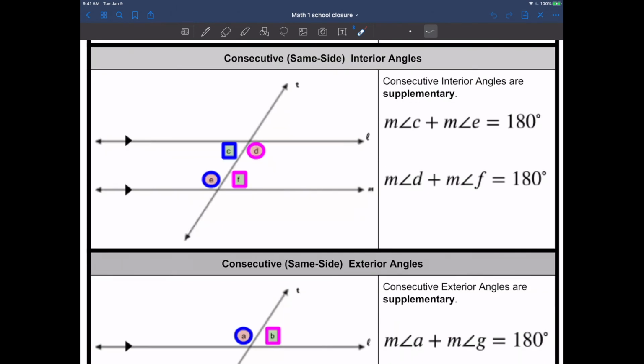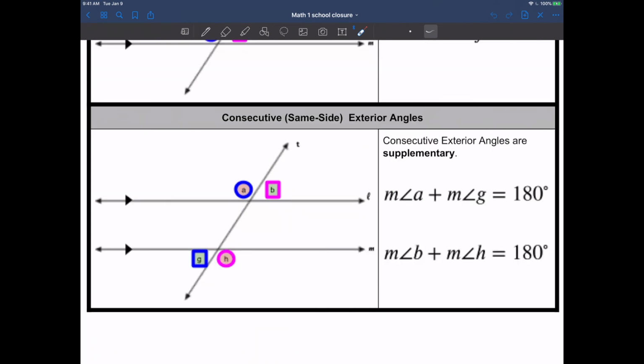Consecutive interior angles or same side interior angles are supplementary. So they're on the same side of the transversal. For example, angle C and angle E are consecutive interior angles. The measurement of angle C plus the measurement of angle E equals 180 degrees. Similarly, angle D and angle F are consecutive interior angles, and when you add up their measurements, you will get 180 degrees.